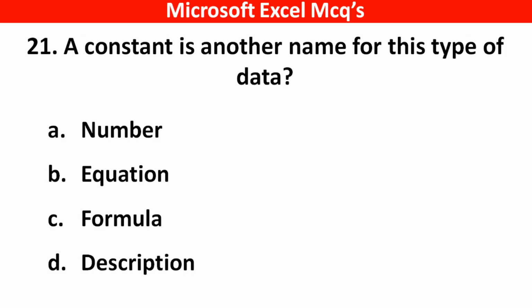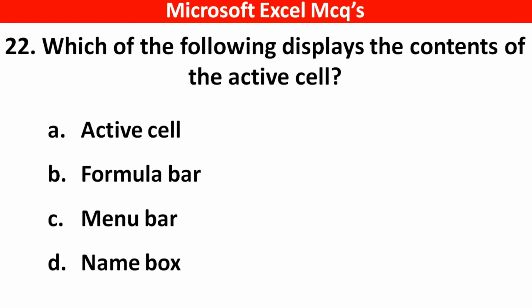Next question, a constant is another name for these types of data. Right answer is option A, number. Next question, which of the following displays the contents of the active cell? Right answer is option B, formula bar.